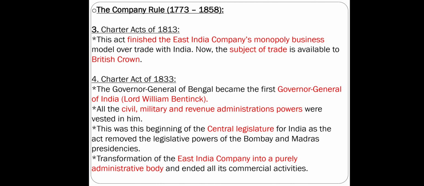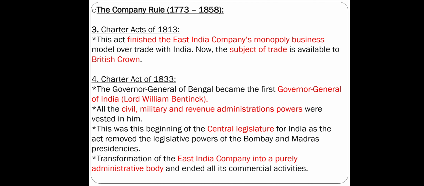And the first Governor General of India was Lord William Bentinck. William Bentinck was actually the Governor General of Bengal, and now it became the Governor General of India. So when a question is asked, who was the last Governor General of Bengal, it was Lord William Bentinck, who became the first Governor General of India also. Second, all the civil, military and revenue administrative powers were vested in him.